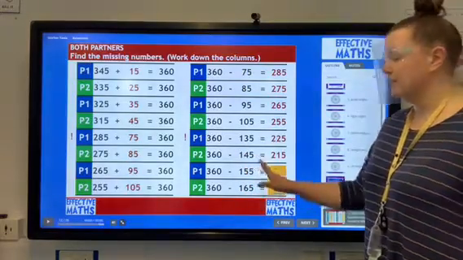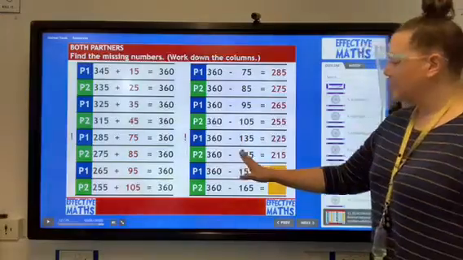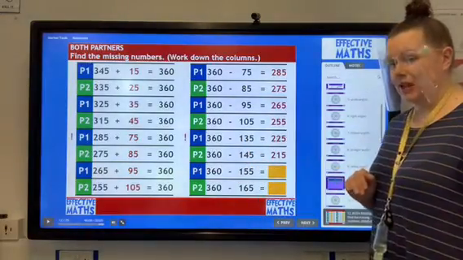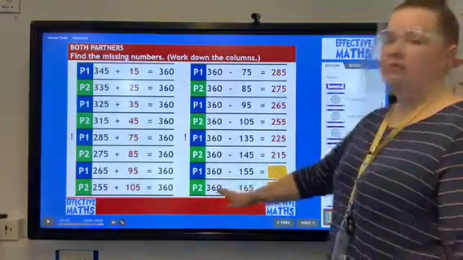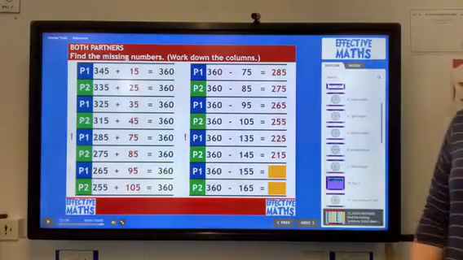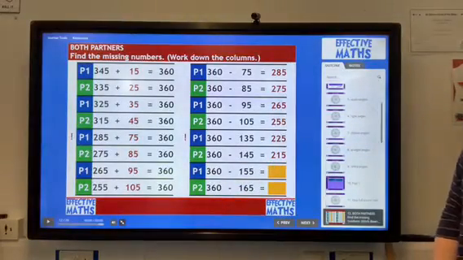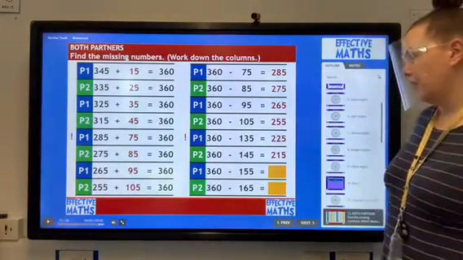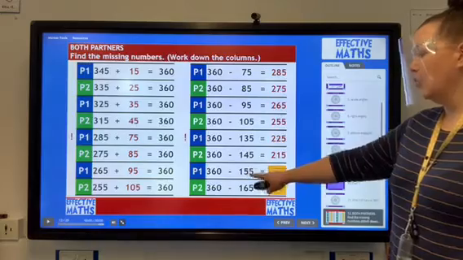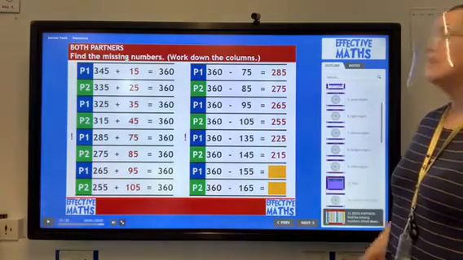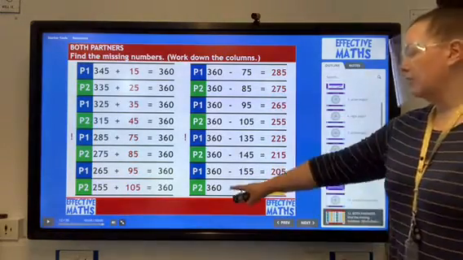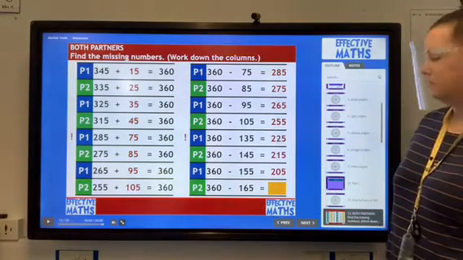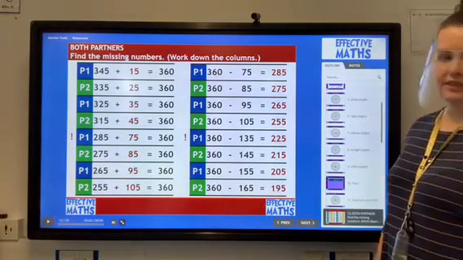If that is 10 more, then our difference is going to be 10 less, okay? So 360 minus 155 equals 105. It's not going to be 105, because this is 10 more, so this is going to be 10 less, 205. And 360 subtract 165 is going to be 195.